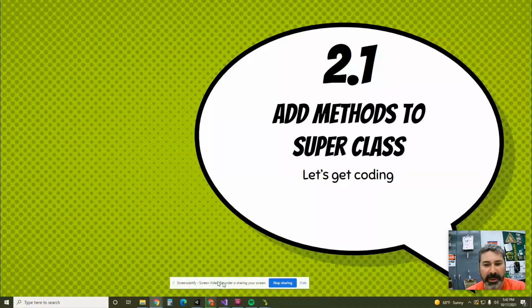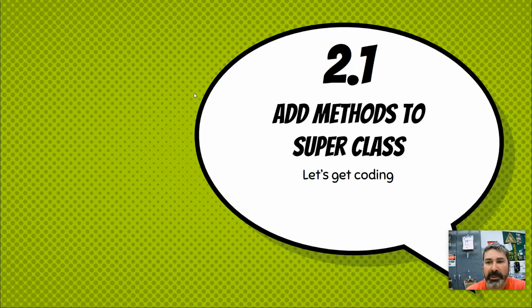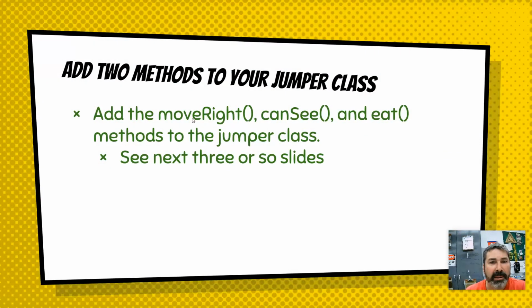All right, ladies and gentlemen and programmers, let's go ahead and get started with Platform Jumper for Lesson 2, Part 1. So we're going to add methods to the superclass. We're going to add the move right, can see, and eat methods to the Jumper class. So let's take a look at what that's going to look like.